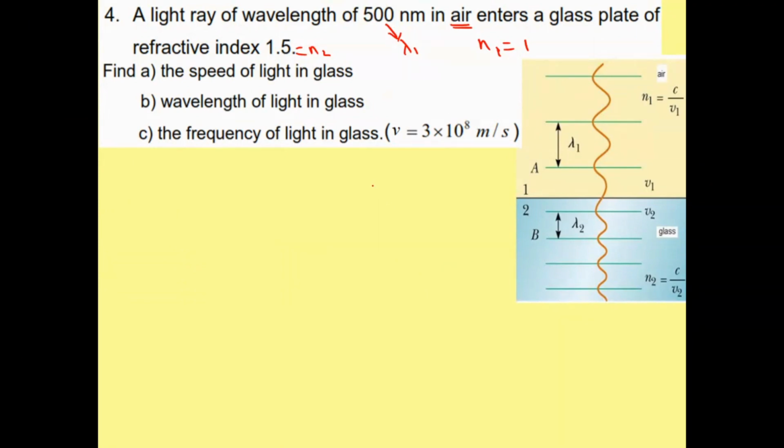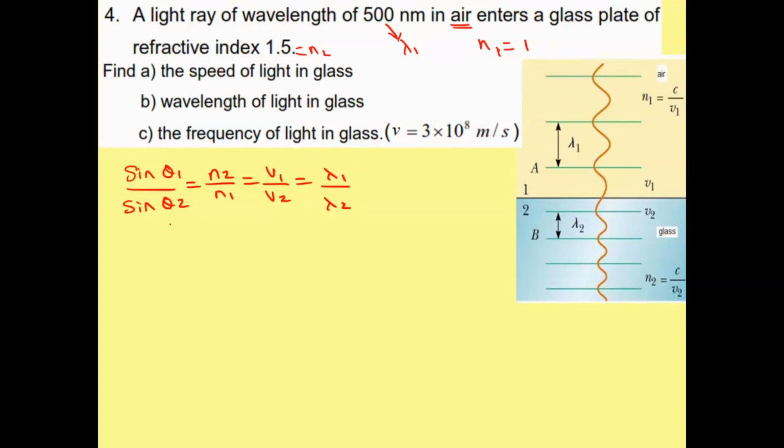By using this, we have to find three answers. The first question, we are going to find the speed of the light in glass. The second question, we are going to find the wavelength of the light in glass. And the third question, we are going to find the frequency of the light in glass. Here, the speed of the light in the air medium is given as 3 times 10 power 8 meters per second. If you want to answer this question, first of all, we have to know Snell's law. Snell's law says sine of theta 1 over sine of theta 2 is equal to n2 over n1, which is equal to v1 over v2, which is equal to lambda 1 over lambda 2, right?